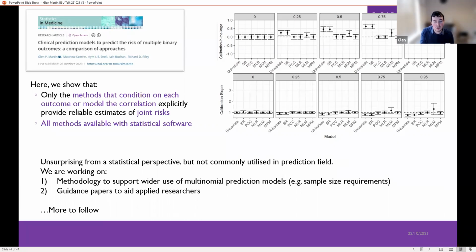What's not 100% clear is why there is this disconnect between the methodological literature and the applied prediction literature. What we're working on to tackle that is both the methodology to support its wider use, and also a range of guidance papers to aid applied researchers entering this space. The multivariate literature is quite heavy statistically speaking, and so that might be contributing to that gap.